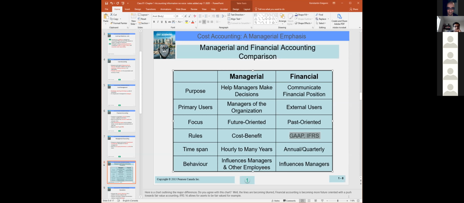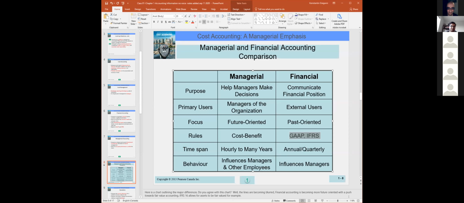Which one is fixed assets? Assets is IFRS 16, correct? Who knows the IFRS standards here? Not me.